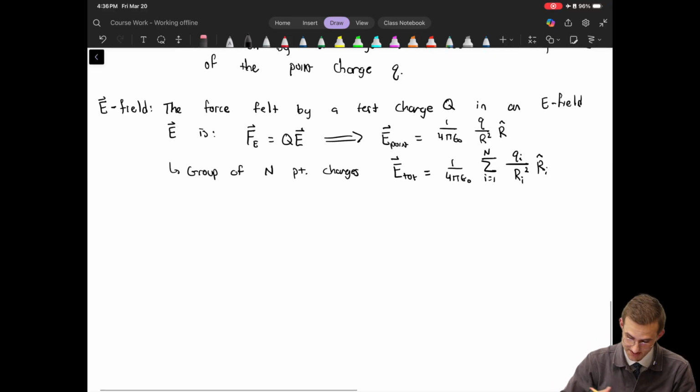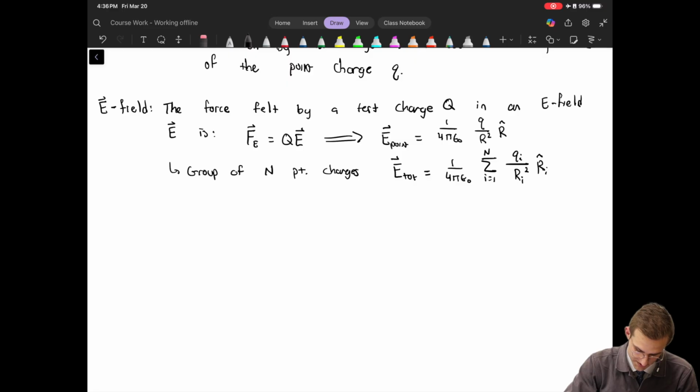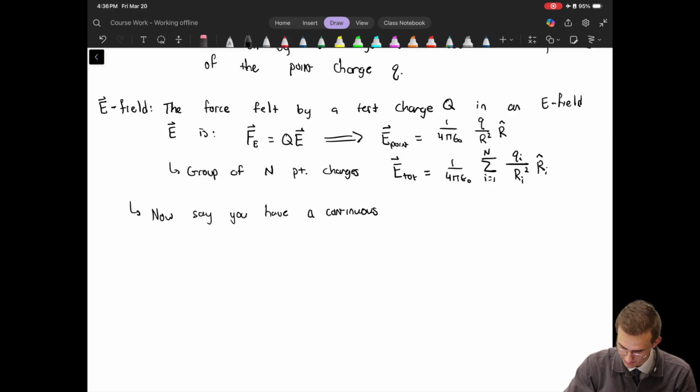And that's just summing up a bunch of point charges, but you can also take this to a continuous distribution. So now say you have a continuous charge density distribution, rho of R.